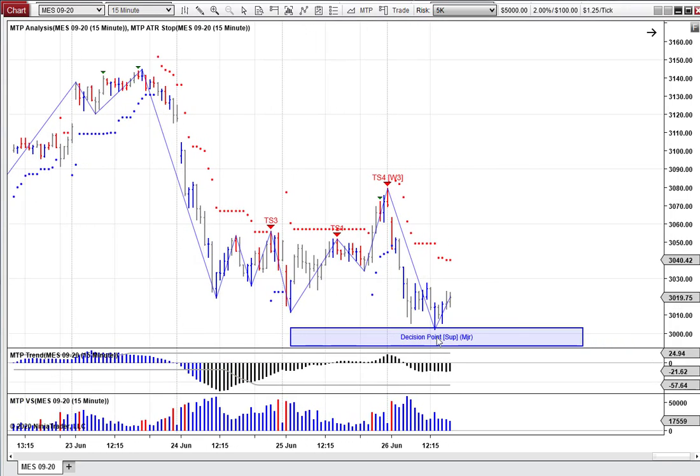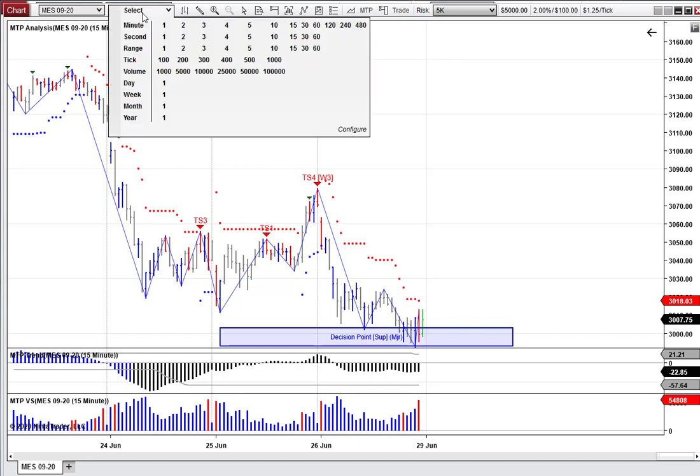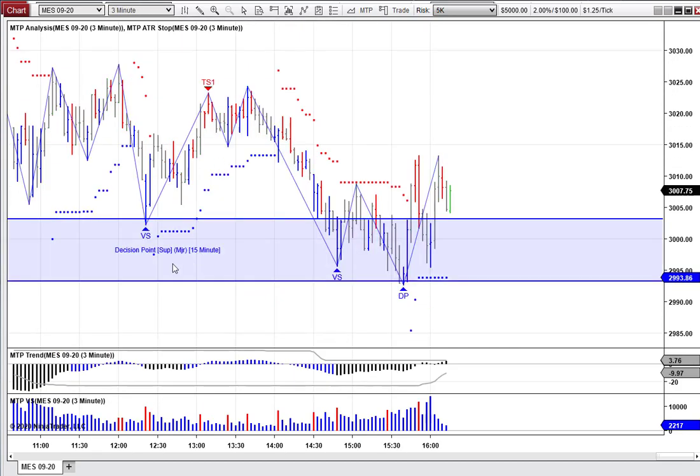Well, it came down into this level. Do you see that? It had 2 attempts at this level. So when it was coming into this level, just like the previous day, the picture was starting to become clear. So if we now go back to the 3-minute chart, let's have a look and see what's happening here.